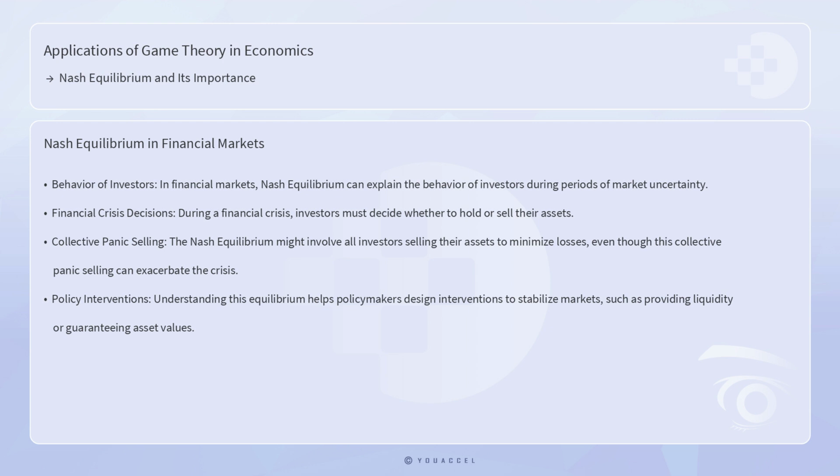In financial markets, Nash equilibrium can explain the behavior of investors during periods of market uncertainty. For instance, during a financial crisis, investors must decide whether to hold or sell their assets. The Nash equilibrium in such a scenario might involve all investors selling their assets to minimize losses, even though this collective panic selling can exacerbate the crisis. Understanding this equilibrium helps policymakers design interventions to stabilize markets, such as providing liquidity or guaranteeing asset values.